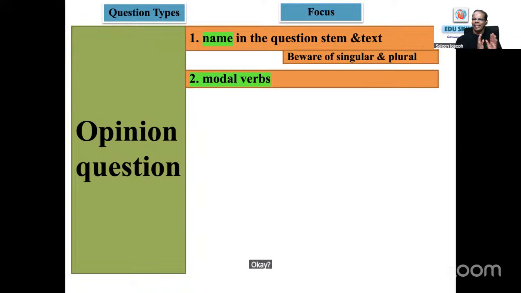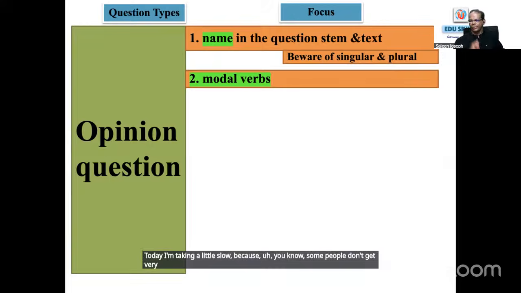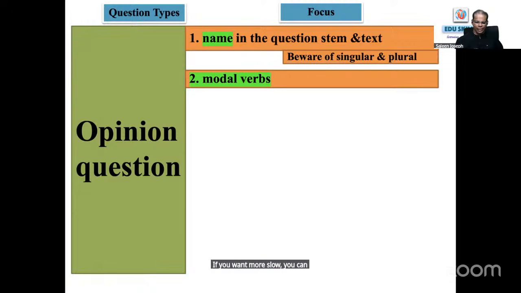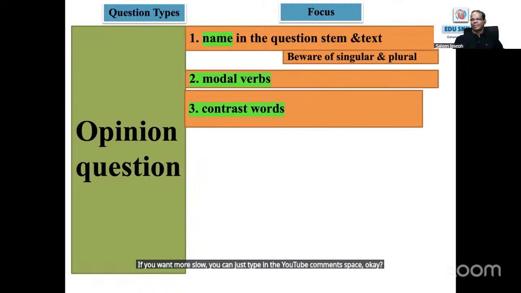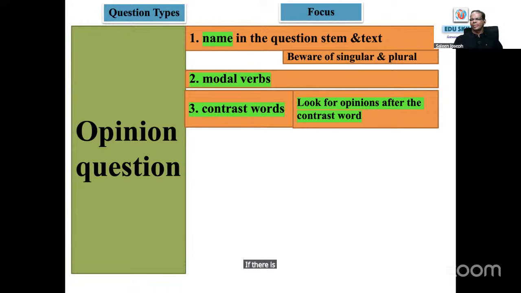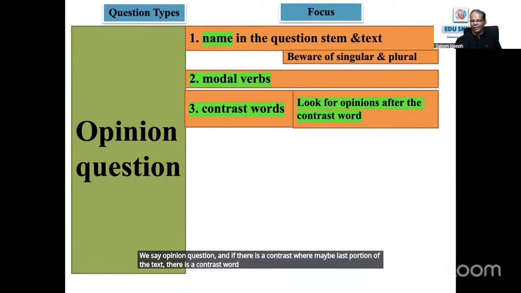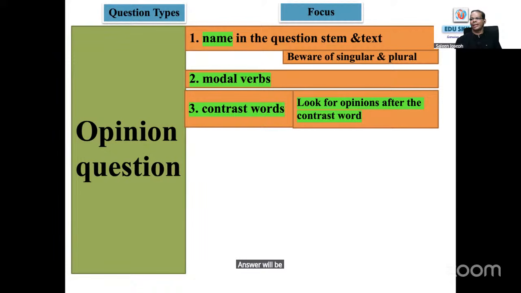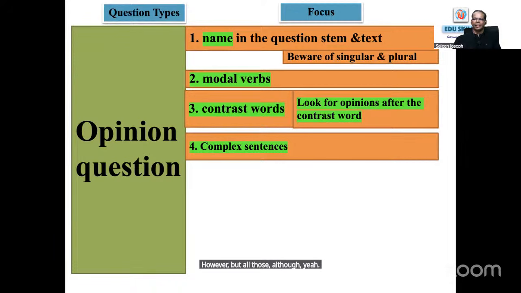Then the second one is to look for the modal verbs. I'll tell you which modal verbs are used for opinion questions. Today I'm taking it a little slow because some people, some of the newcomers, don't get it very fast. If you want it slower, you can type in the YouTube comment space. Next, contrast words. Focus on contrast words in the text. If there is a contrast word, look for opinions after the contrast word. If it is an opinion question and there is a contrast word, maybe in the last portion of the text or in the middle, the answer will be after the contrast word. Contrast words, for example, however, but, although.